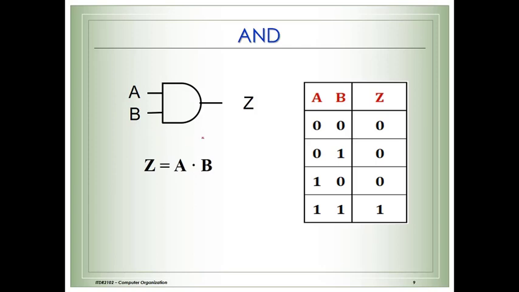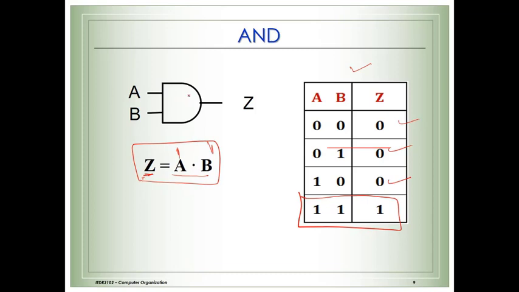Let's go for AND. This is the graphical representation of the AND gate: 2 inputs, 1 output. How do we write it algebraically? Output Z is equivalent to A and B, logical A and B. What is the truth table? If both values are true, only then we get the result true. If any of the two values is false, the result is false. So this is the graphical symbol, the algebraic function, and the truth table for the AND gate.